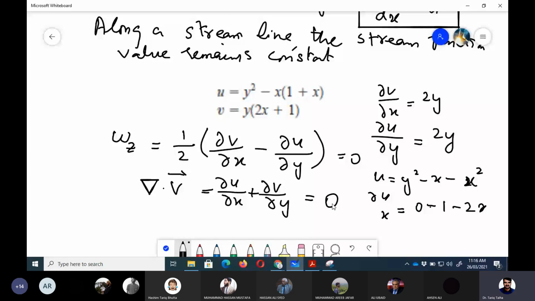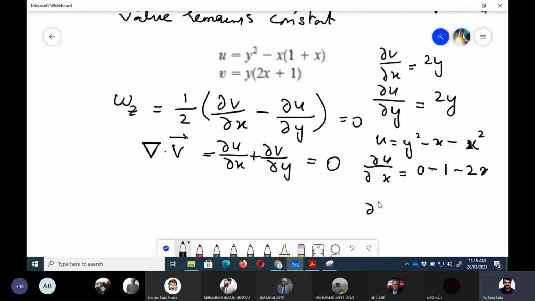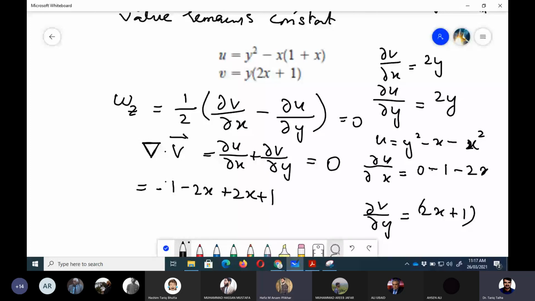And similarly we can find partial v upon partial y. Just a minute. Partial v upon partial y would be equal to 2x plus 1, right? So if we put those values here, that would be equal to minus 1 minus 2x plus 2x plus 1.